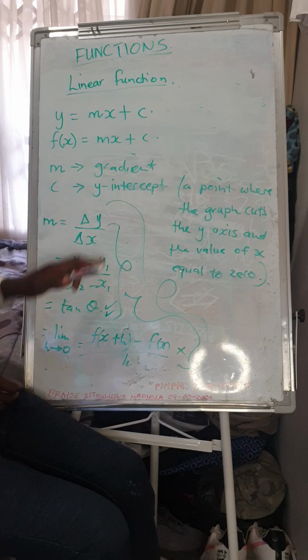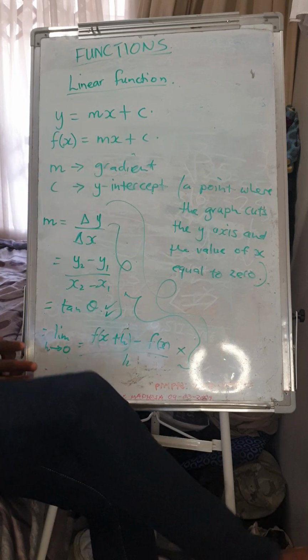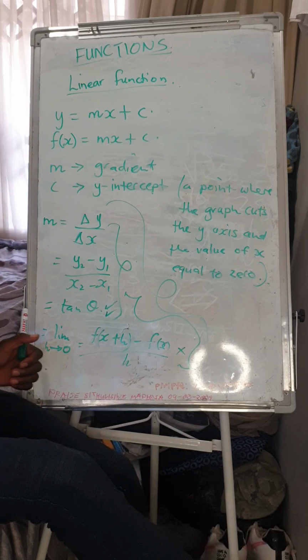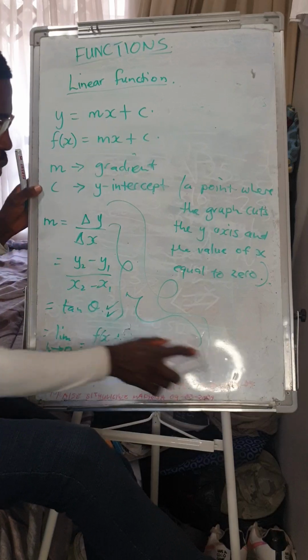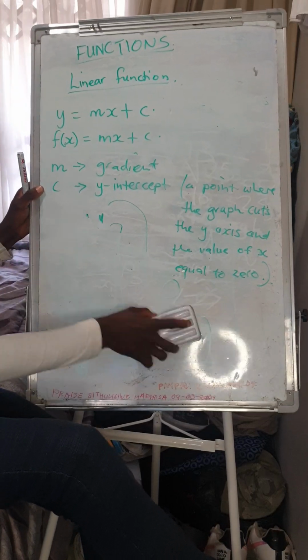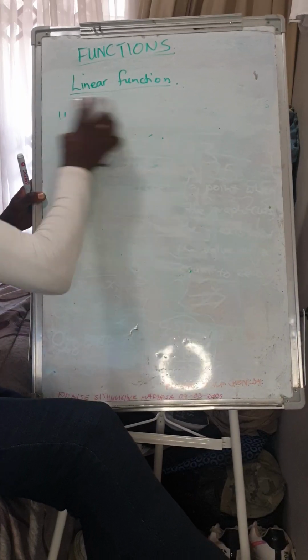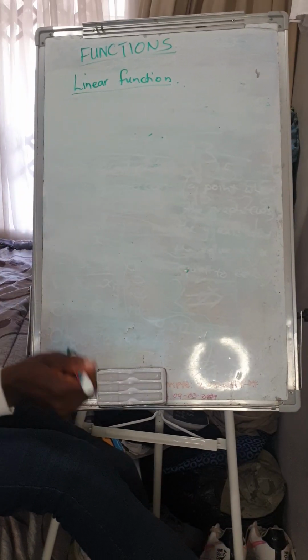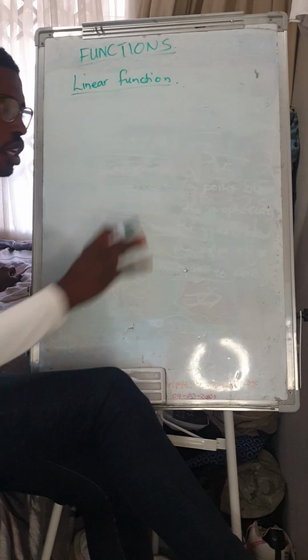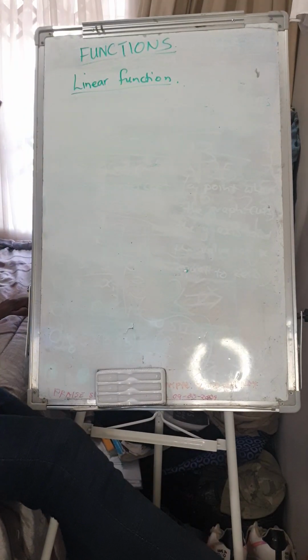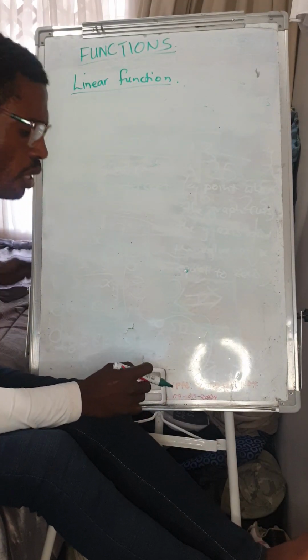Right, so this is all about a linear function. But let's take a look at how we sketch those. Now we know what a linear function is. Let's see how we sketch a linear function. There are three methods.